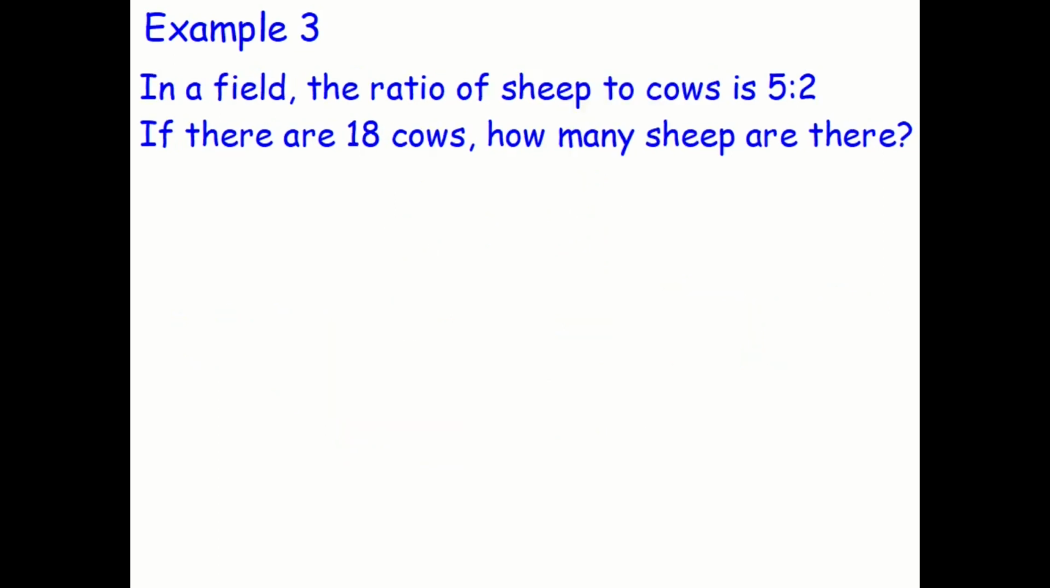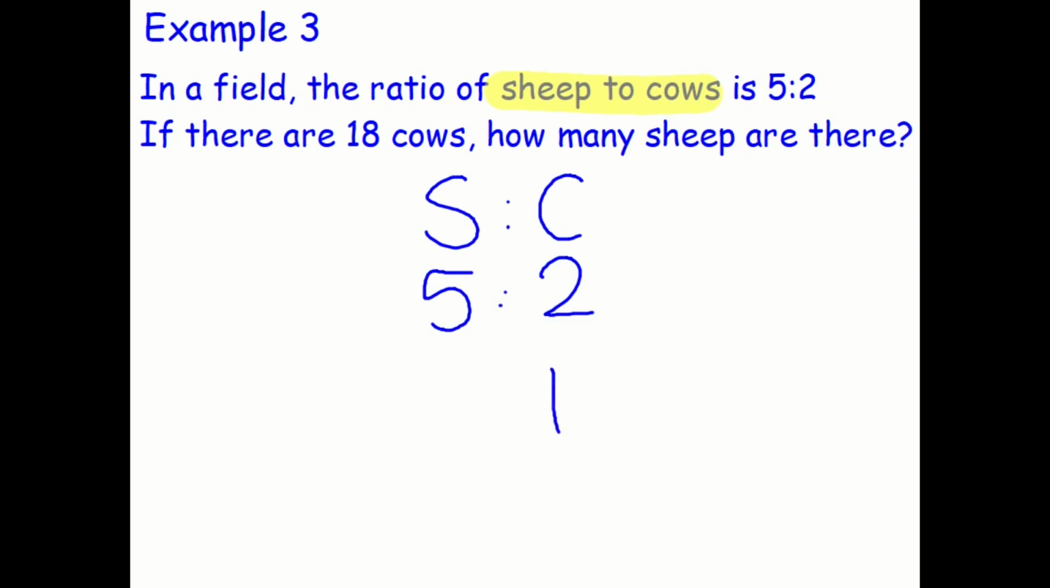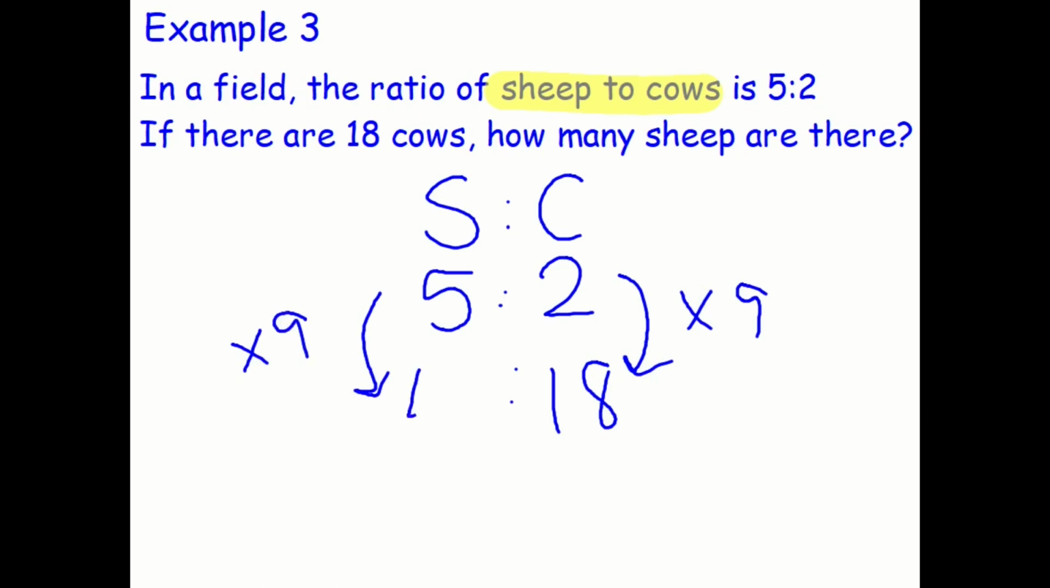Example 3. In a field, the ratio of sheep to cows is 5 to 2. So sheep to cows, 5 to 2. If there are 18 cows, how many sheep are there? So 18 cows, put that underneath cows. What have I multiplied 2 by to get 18? I've multiplied it by 9, so I do the same to the other side. 5 9s are 45. 45 sheep.